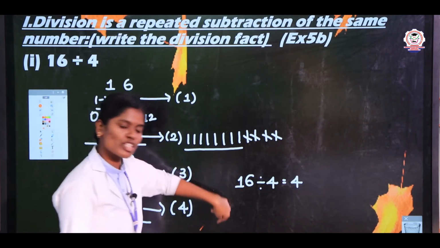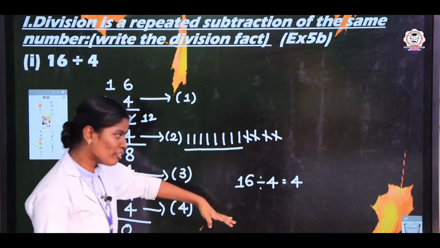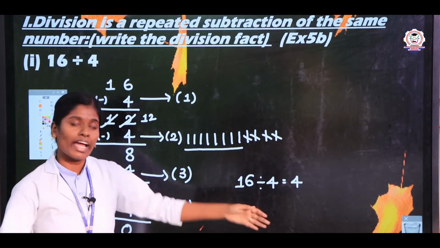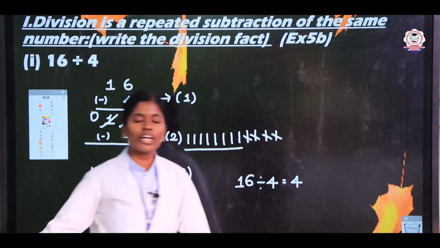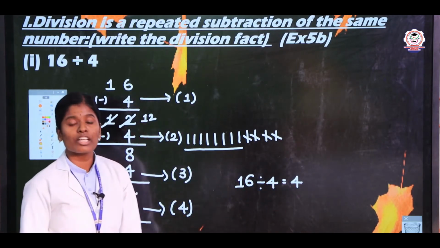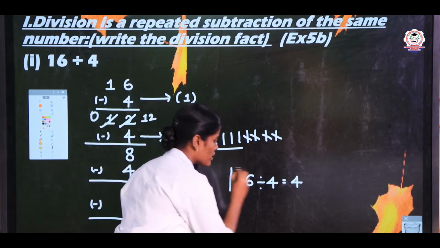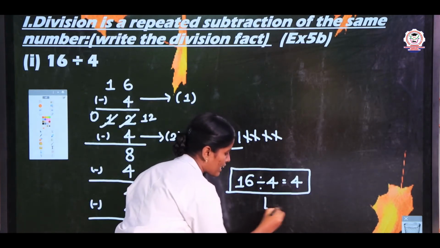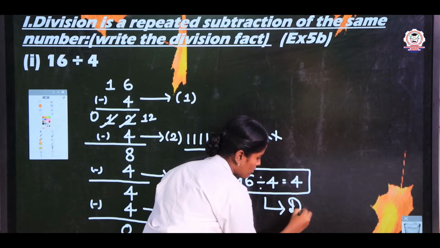Here 16 is called the dividend, 4 is called the divisor, and this 4 is called the quotient. Here you listen, 4 4s are 16. This is called the division fact. What is the fact name? Division fact.